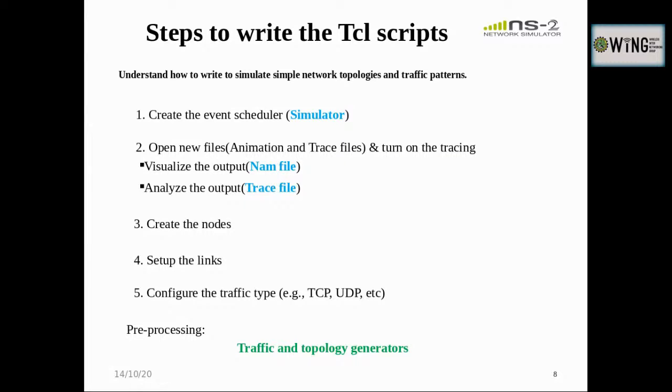So two important files I have to open. Which are the two important files I have to open? One is the animation file. What type of animation do we have in NS2? Network animation called NAM. The second important file is called the trace file. Why do we require the trace file? To analyze the output: at what time, how much data is transferred, how much data is received. All those things can be analyzed with the help of the trace file. Okay. So I had created the event scheduler. The first step, please remember the steps which are very, very important. Okay. I had created the simulator step.